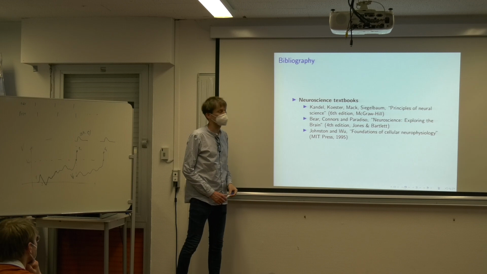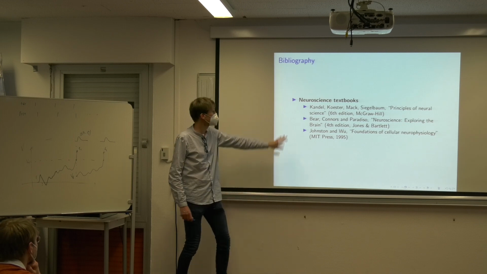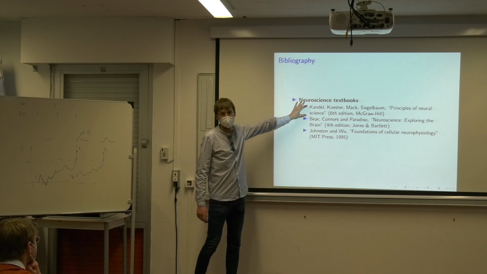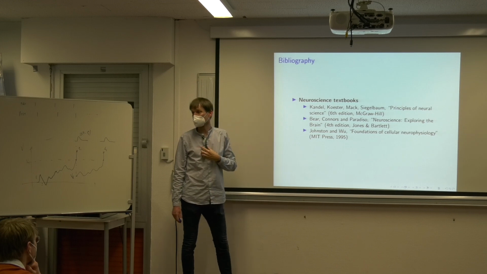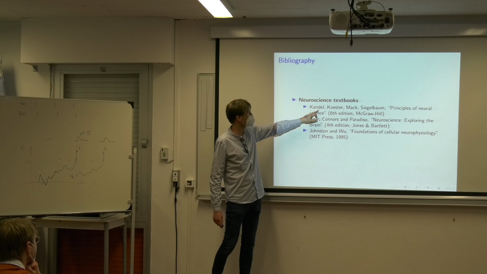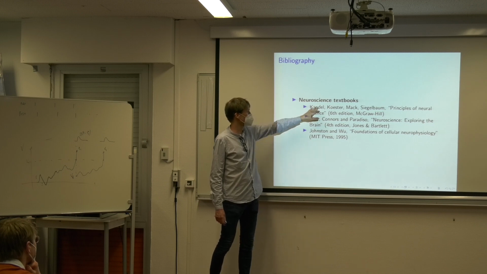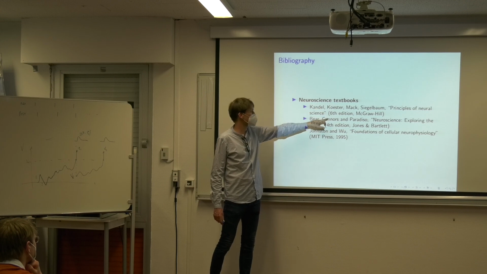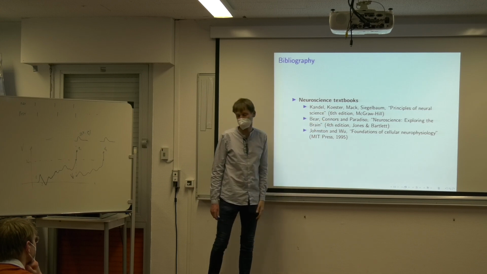my selection of neuroscience textbooks. This one is really a kind of Bible that has been used by many generations of neuroscientists. People used to call it the Kandel and Schwartz. Originally the authors were Kandel and Schwartz, but now in the 6th edition the authors have changed.